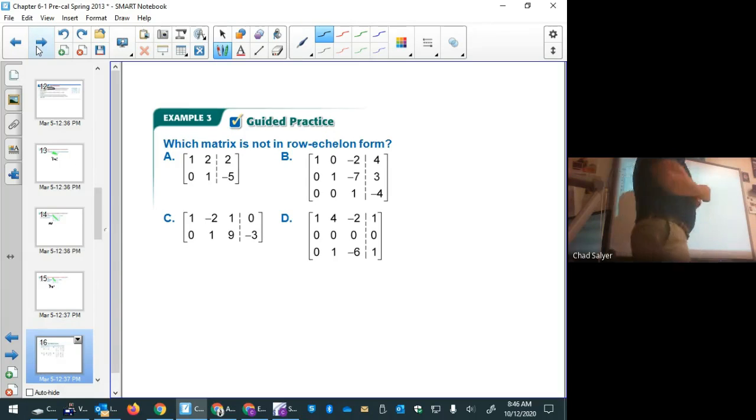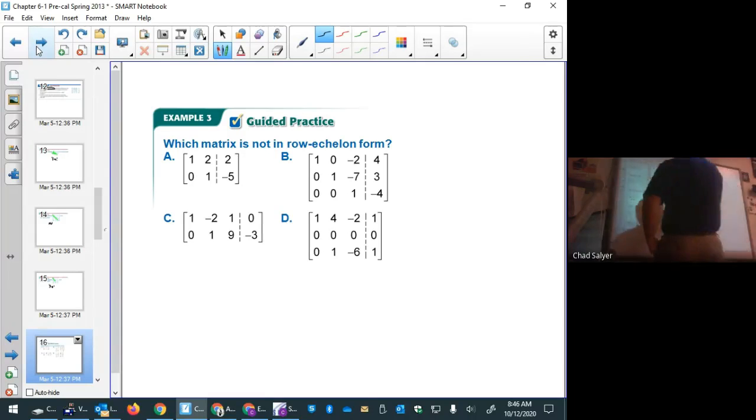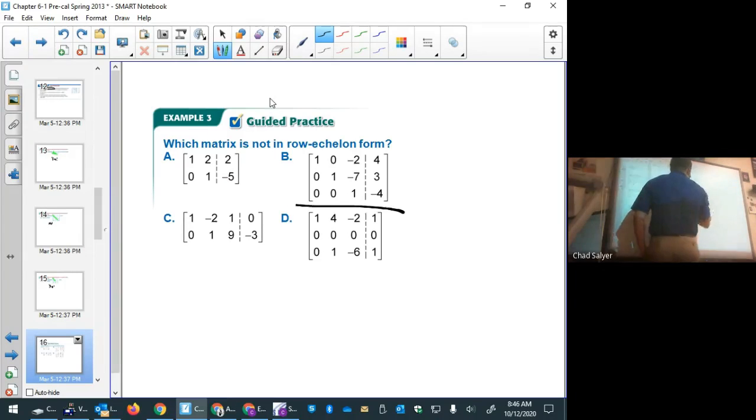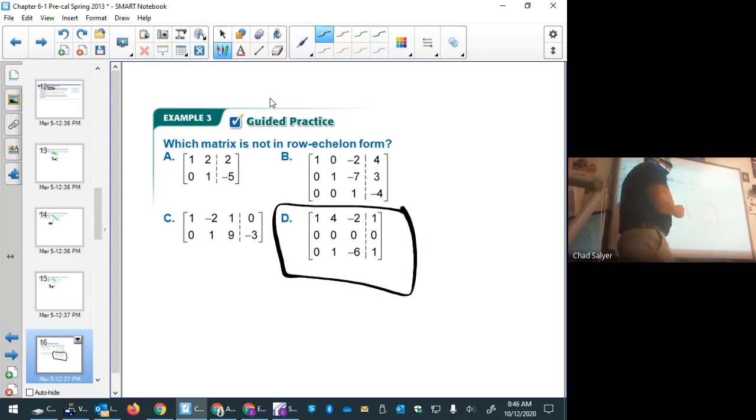So of the 4 you see here, Riley, which is not in row echelon form? D is in delta. Does everybody see why? So that's the exact kind of thing you're going to see on that test.